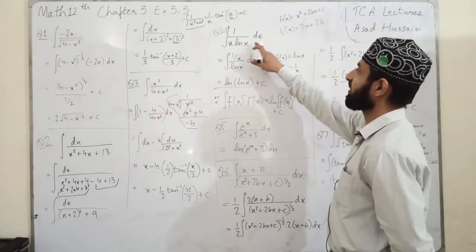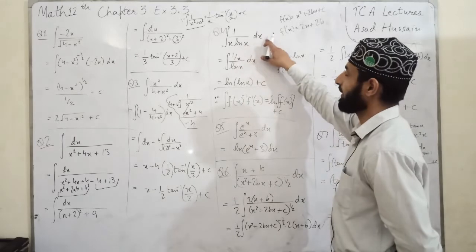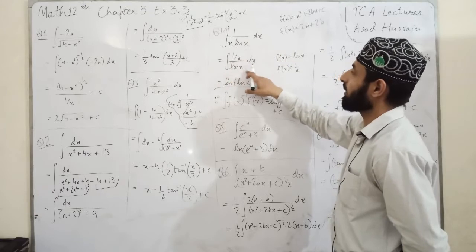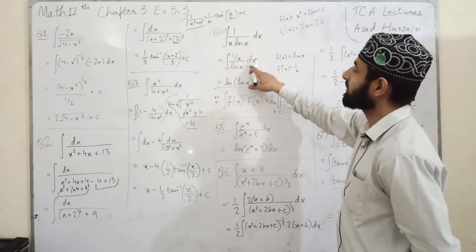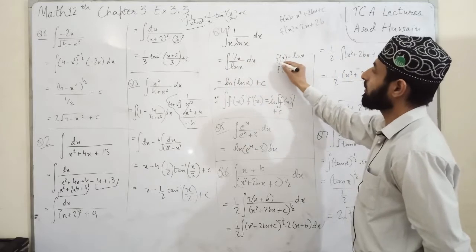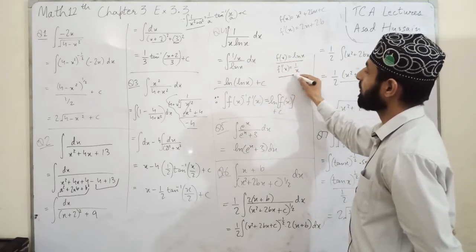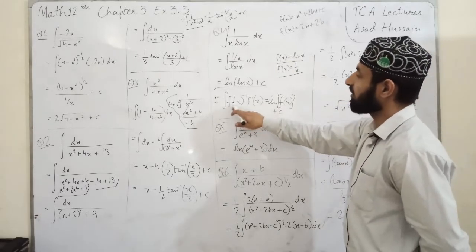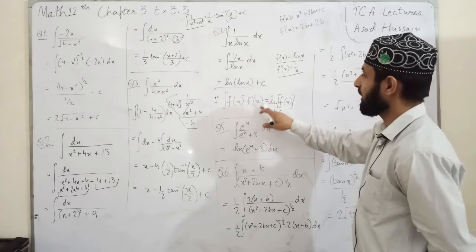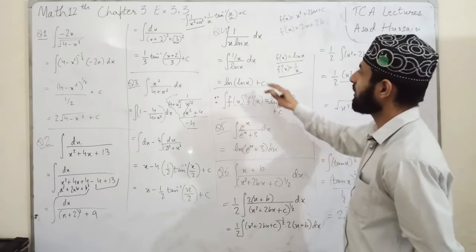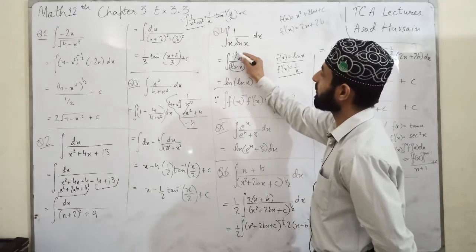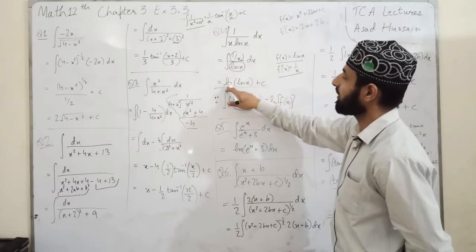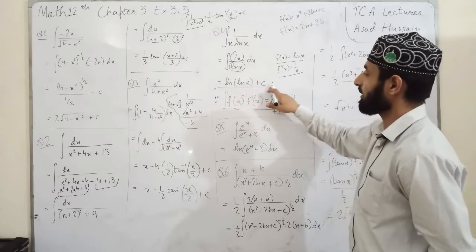Question number 4, which is integral 1 over x ln x dx. Moving x to the denominator, we get integral of 1 over x and ln x dx. As we know, the function is ln x and 1 over x is the derivative of ln x. So, using the formula, integral of derivative of function over function is equal to ln of f of x plus c. This is our function, this is its derivative. Now, using this formula we can write the answer: ln of ln x plus c.